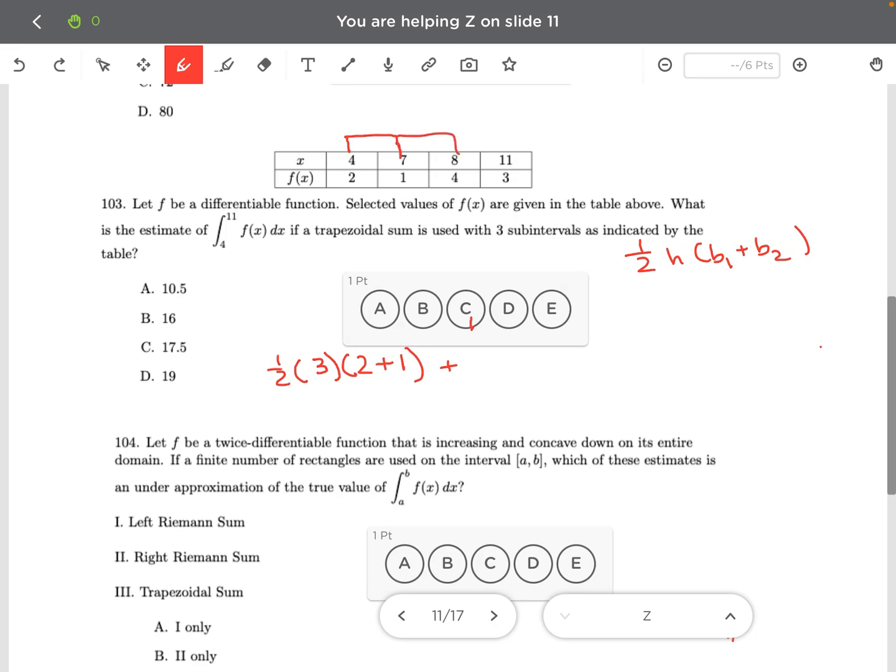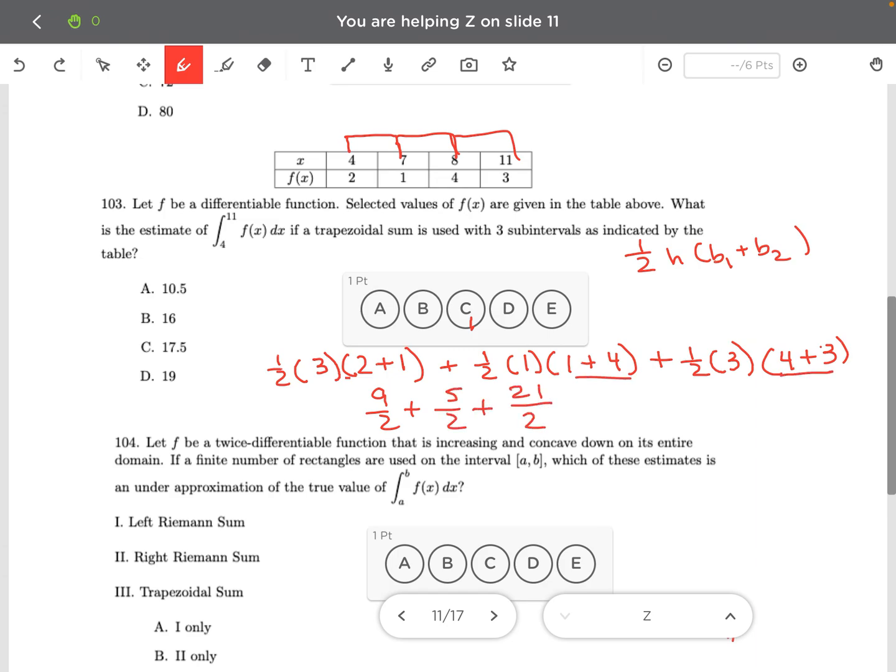There's your first trapezoid. Second one, 1/2. The height is 1, sum of the bases. The last trapezoid goes from 8 to 11, so height is 3, sum of your bases. And then if you do this, this is 9/2. This is 5/2. This is 21/2. So I get 35/2, which is the same as 17.5.